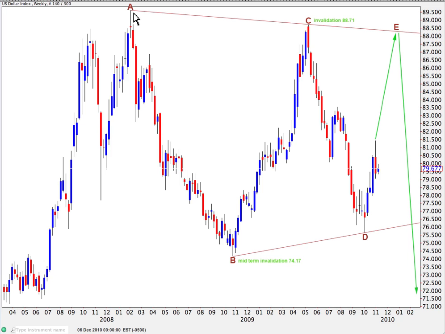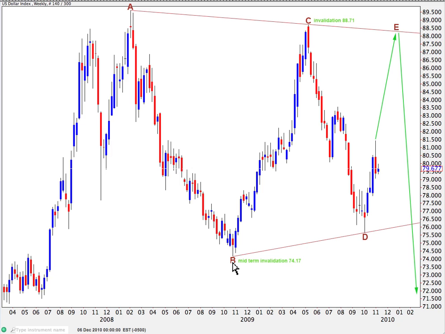My biggest problem with that, however: first of all, this upward structure could certainly be seen as a 3-wave structure for an A wave, that's fine. However, this downward structure is pretty clearly a 1, 2, 3, 4, 5-wave structure. It's impulsive, and this upward structure for wave C of the triangle is also impulsive.